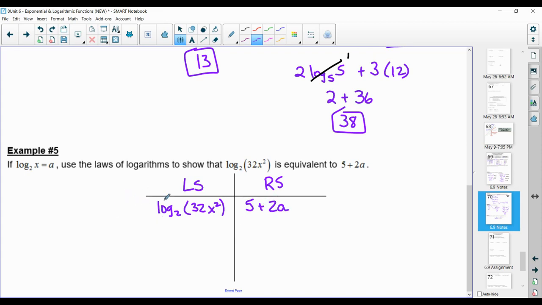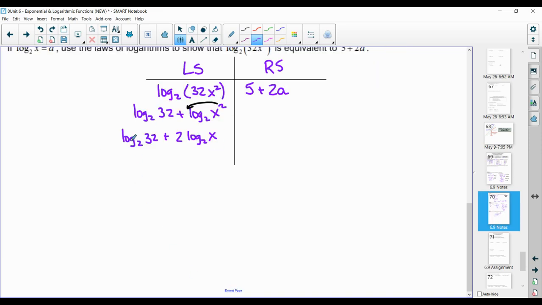So the first thing we're going to do is separate our logarithm into 2 separate logs. So log base 2 of 32 plus log base 2 of x squared. Then I can bring my 2 forward using the power law. And so that will give me log base 2 of 32, which we can evaluate already at this point, plus 2 log base 2 of x. Now, again, log base 2 of 32 can be done in your calculator. If I want to write it out as base 2, I can do that. Log base 2 of 2 to the 5 plus 2.